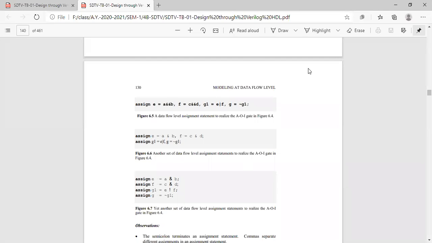For that we use assign, followed by the variable to which we want to assign some value, so that variable has to be mentioned there. Assign e is equal to a double-and b, right? We have different operands for the single and symbol and the double and symbol. We'll see that in the upcoming tables. So f is equal to c and d, and g1 is equal to e or b. That is the symbol for or, e or f. So g is equal to not of g1. So the equals sign is used here as an assign statement.